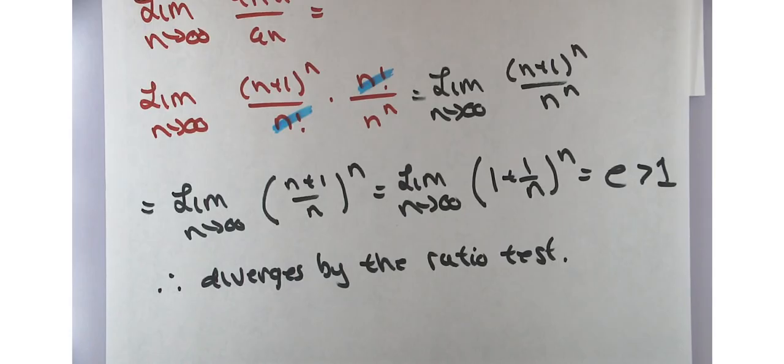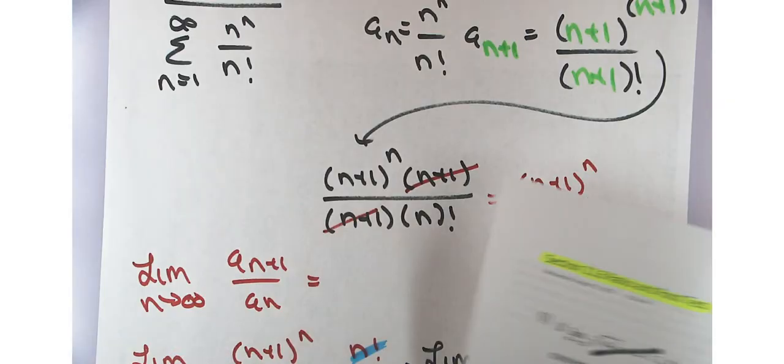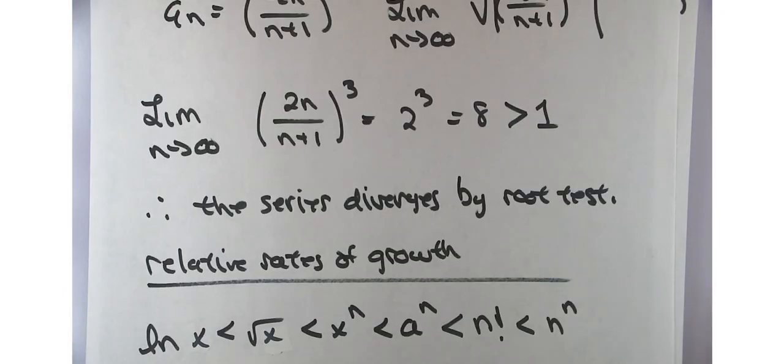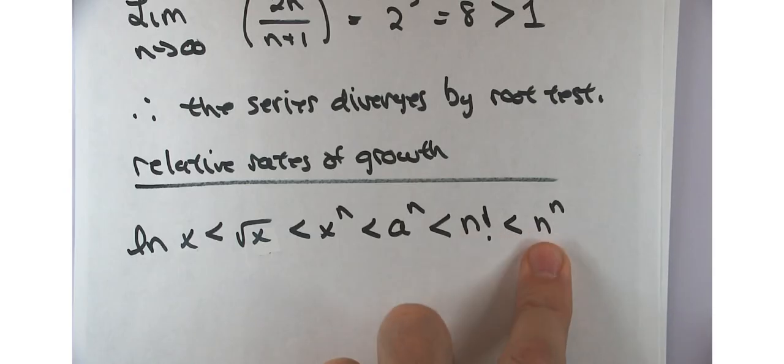But it's nice, though, that we can look at these things and keep in mind our little pecking order. We say, oh, well, factorial doesn't grow as fast as this. If this is in the numerator, then we probably expect it to diverge, because this is going to be growing a lot faster than this. And that's exactly what happened.